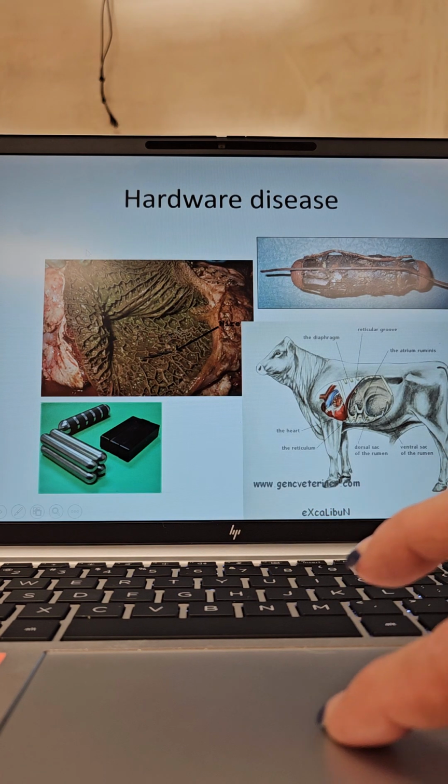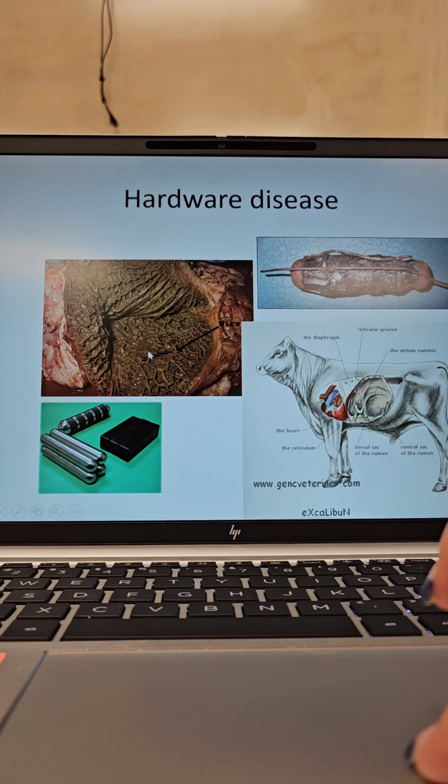You can see here, this is a wire through the stomach. These are the folds of the stomach, the rumen. It's poked through into the heart, lungs. You can see the rumen right here. Whoops, go back. You can see this is the stomach. This is the part of the stomach that's called the rumen. Here's the diaphragm. There's the heart.